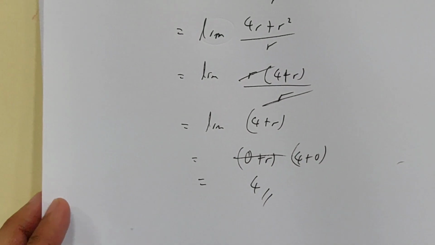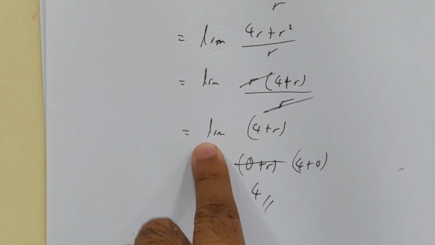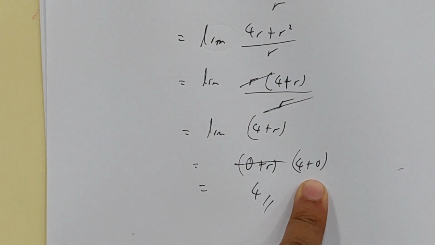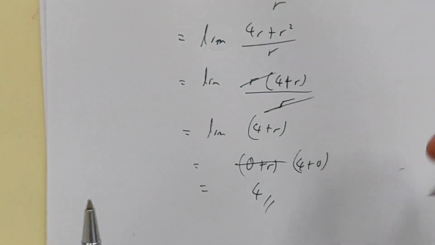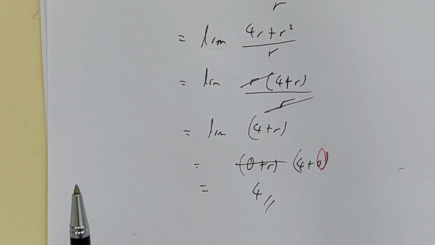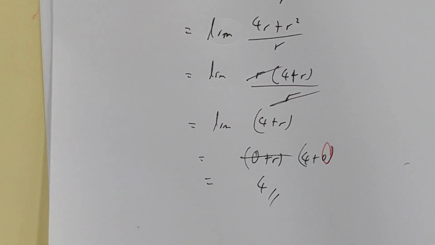So let's move on to the next example. Yes? 4. Just 4. The lim is no longer there once you substitute this 0 here. You know why I said uncle lim? Because the lecturer here is called Lim Hok Guan.